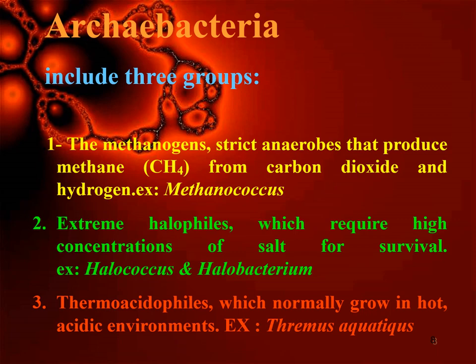Archaebacteria include 3 groups. First, the methanogens, strict anaerobes that produce methane, CH4, from carbon dioxide and hydrogen, for example Methanococcus. Secondly, extreme halophiles, which require a high concentration of salt for survival, such as Halococcus and Halobacterium. Thirdly, thermoacidophiles, which normally grow in hot acidic environments.